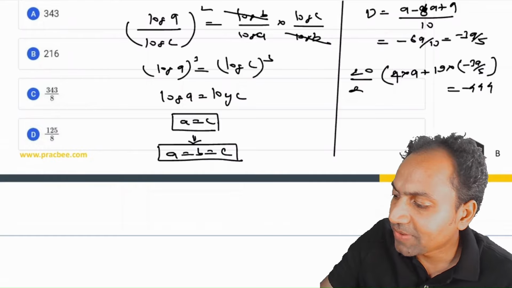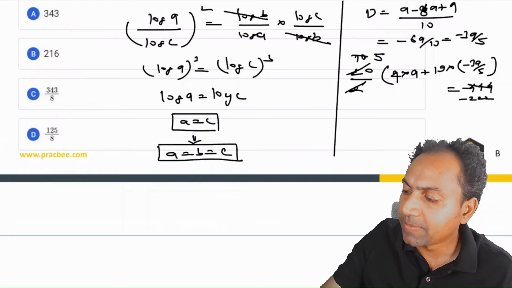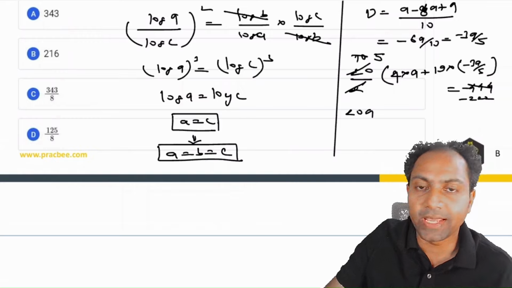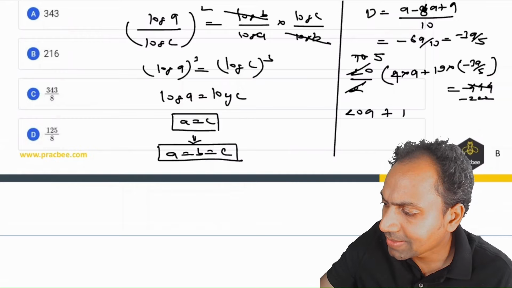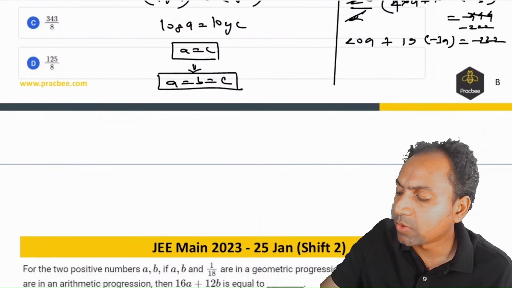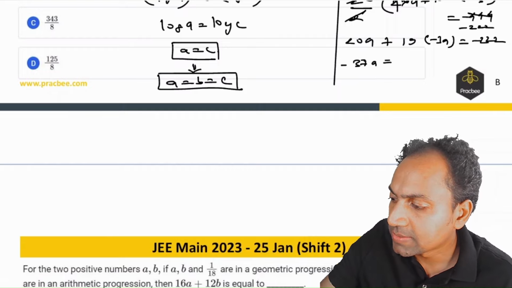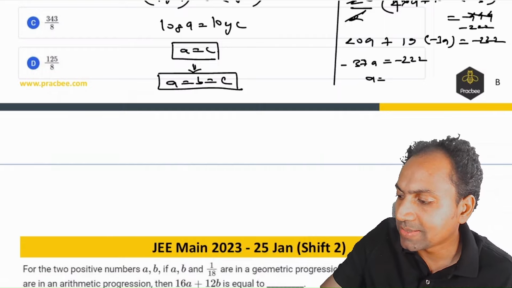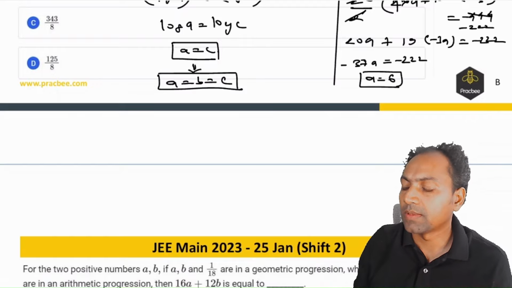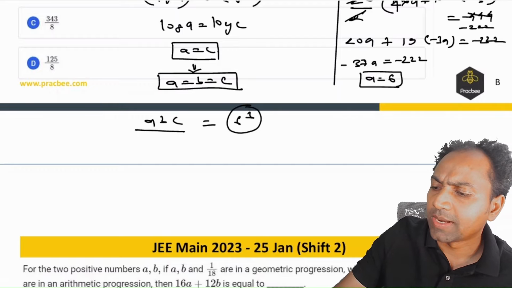Right. So if I simplify this, this becomes 10, and if I divide by 2 on both sides, this becomes 5, and this becomes minus 222. If I multiply this 5 inside, this becomes 20A plus 19 into minus 3A, which will be equal to minus 222. And if I go further and simplify, this will become minus 37A, which is nothing but minus 222. So A as a result comes out to be 6. Now what they're asking is what is the value of ABC? That would be nothing but 6 cube, and 6 cube is nothing but 216.